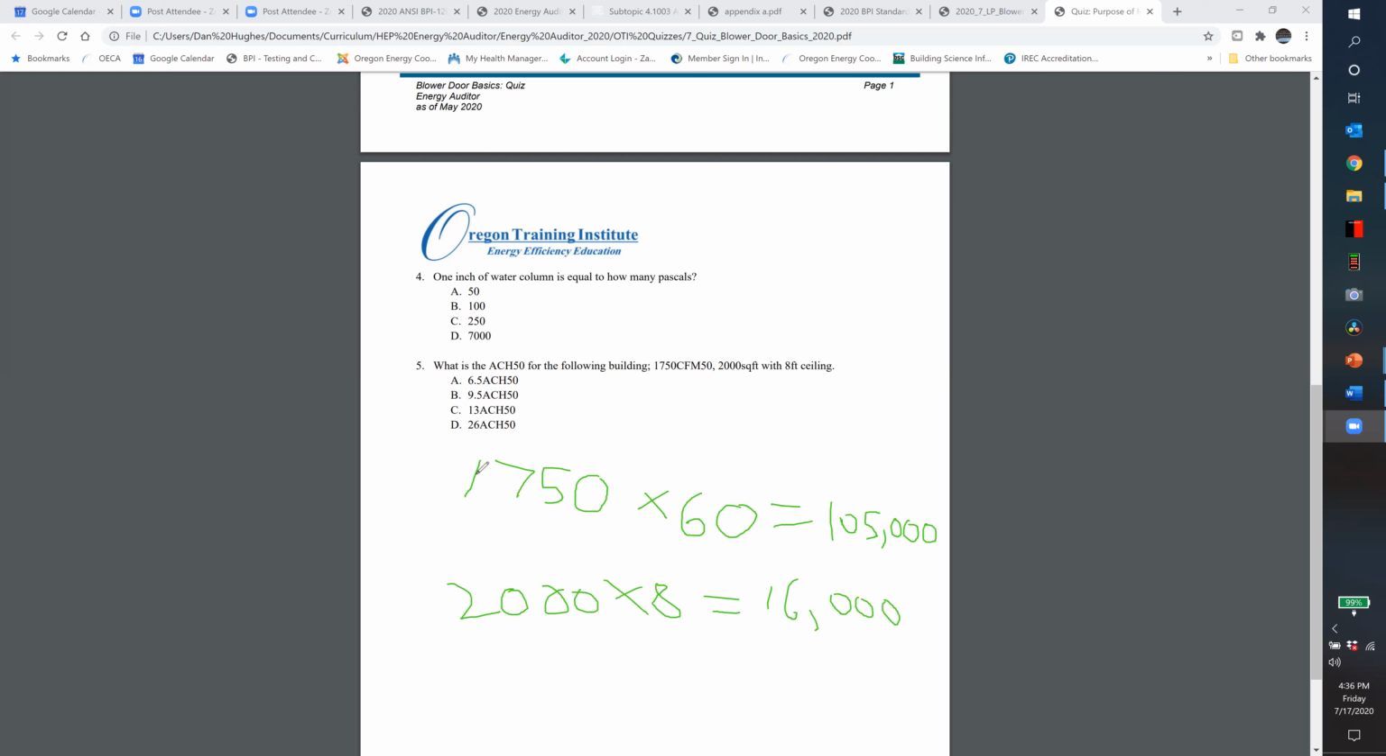So we start with 1750 times 60 divided by the volume, which is 16,000. So we take the 105,000 divided by 16,000, and we get 6.56, or 6.5 if we round it. So not too bad. We just got to remember that it's the volume that we need. Minutes to hours, divided by the volume, and we got our ACH.